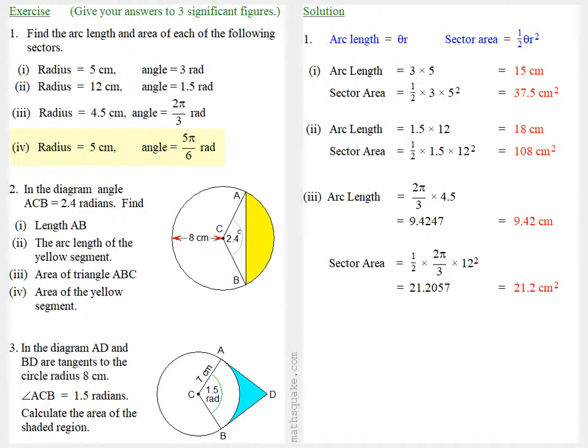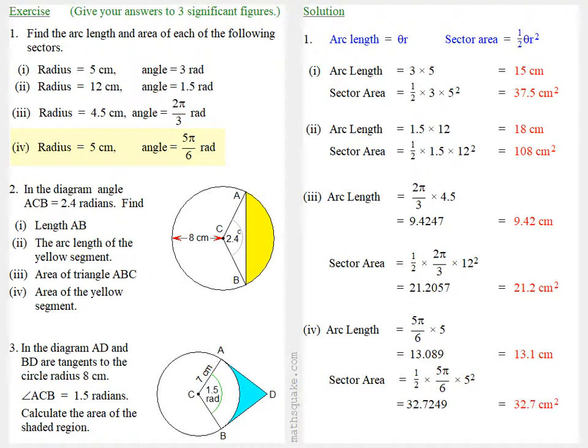In part 4 we're told the radius is 5 centimetres and the angle is 5 pi over 6 radians. So the arc length is the angle times the radius, 5 pi over 6 times 5, which is 13.089, which rounds off to 13.1 centimetres. And the sector area is a half times the angle times the radius squared, so it's a half times 5 pi over 6 times 5 squared, which works out to be 32.7249, which rounds off to 32.7 square centimetres.